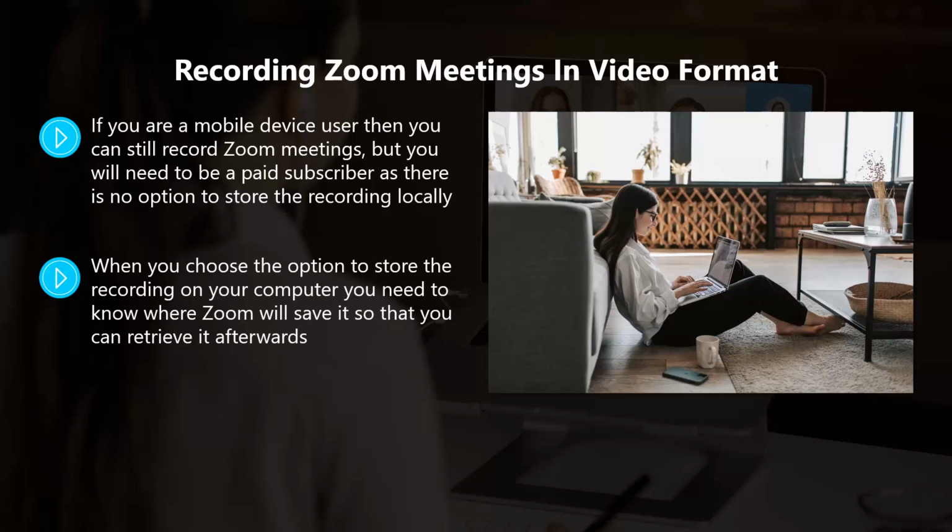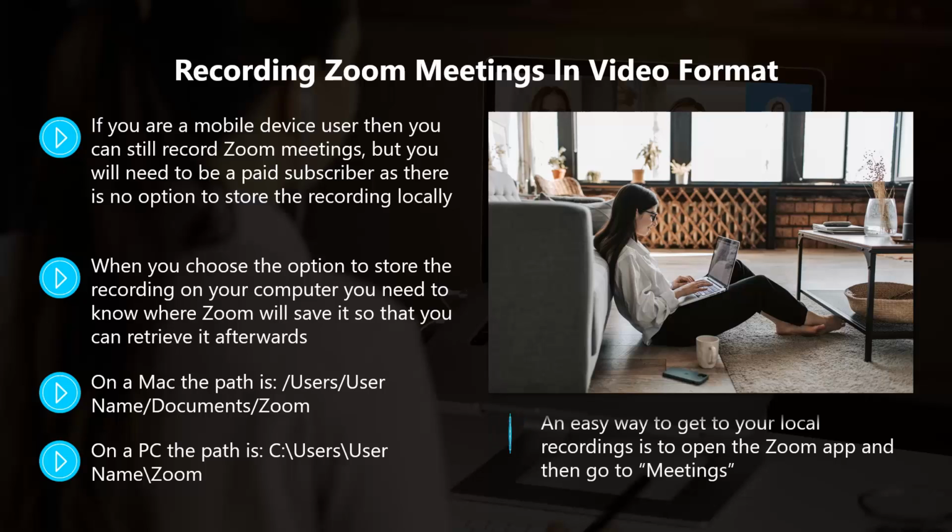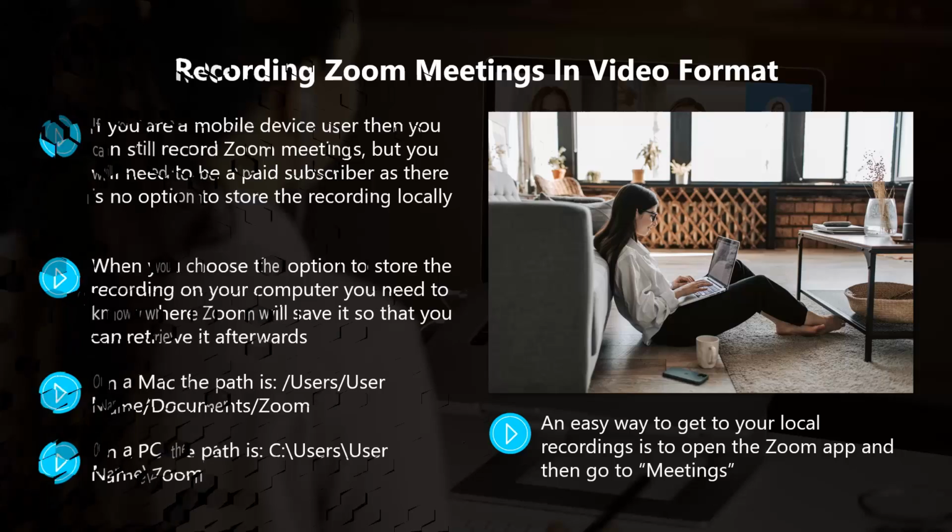When you choose the option to store the recording on your computer, you need to know where Zoom will save it so that you can retrieve it afterwards. There will be a Zoom folder on your desktop or laptop when you install the Zoom application, and this folder is used to store recordings. On a Mac, the path is /users/username/documents/Zoom. On the PC, the path is C:/users/username/Zoom. An easy way to get your local recordings is to open the Zoom app and then go to Meetings. You will see a Recorded tab here, and there you will find the meetings that you recorded, and you can choose to play a recording or open the file.